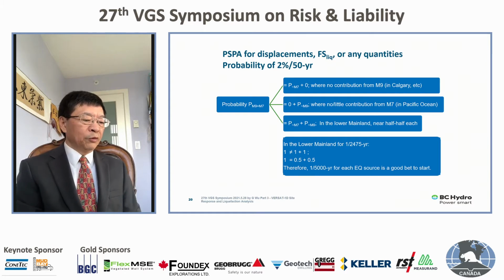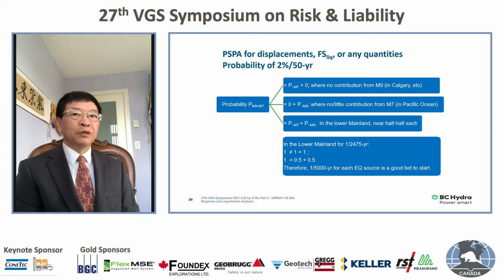which leads to, for the 2475-year event, for the top case, the 2475 of the combined one would be equal to the 2475 of the crustal or non-interface. In the middle one, the combined one would be equal to the 2475 from the interface M9 event. But for the Lower Mainland, you're looking at approximately equal, maybe in the 40 to 60% range, depending on the quantity of the response you're evaluating.